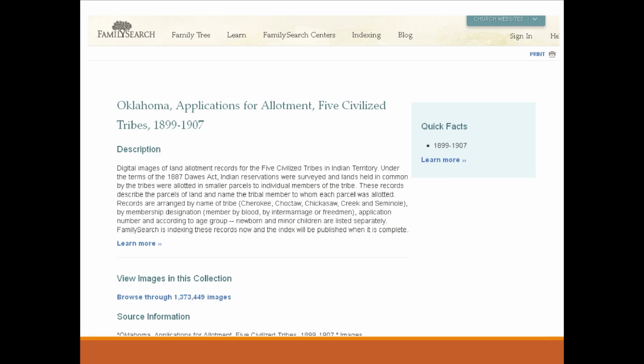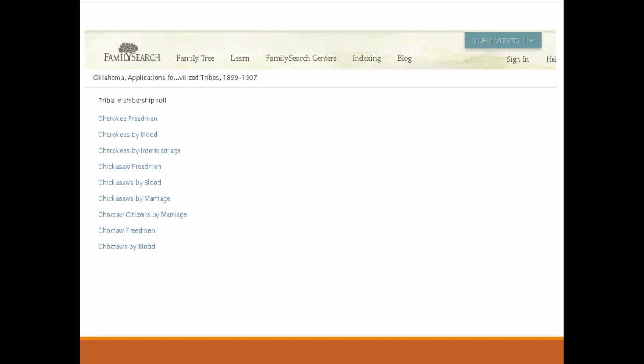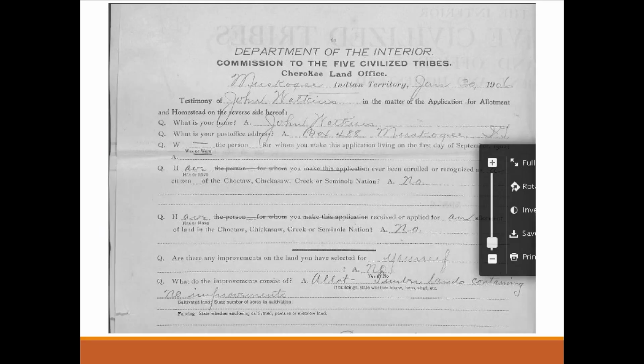So some of the information that's needed is what designation they fall into. Because remember, Mr. Moore was Creek by blood. The Rogers were Cherokee by blood. But there's also Cherokee freedmen. There's Cherokees by intermarriage. There's Cherokee newborns. There's Cherokee minors. So you need to know what designation.